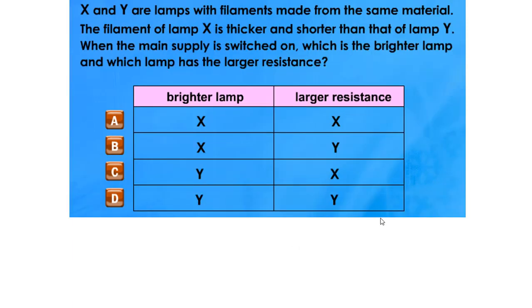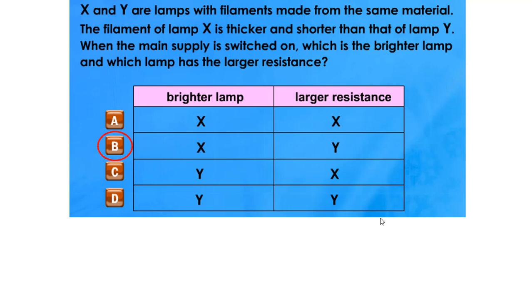Okay, question 2. X and Y are lamps with filaments made from the same material. X is thicker but shorter than lamp Y. When the supply is switched on, which is the brighter lamp and which has the larger resistance? So the larger resistance should be Y, right? And the brighter lamp should be X.